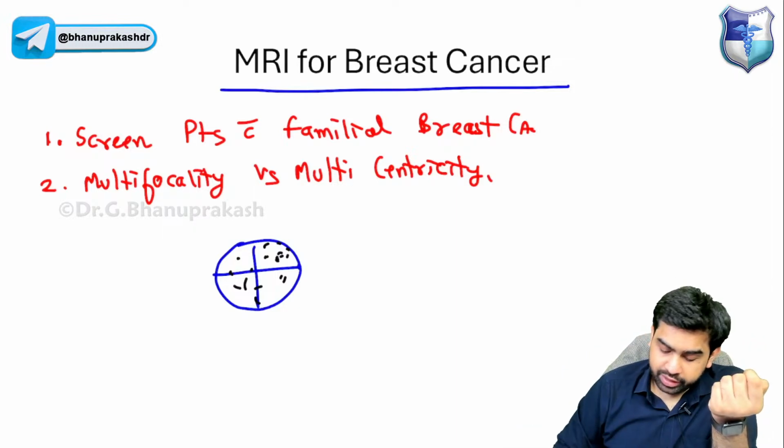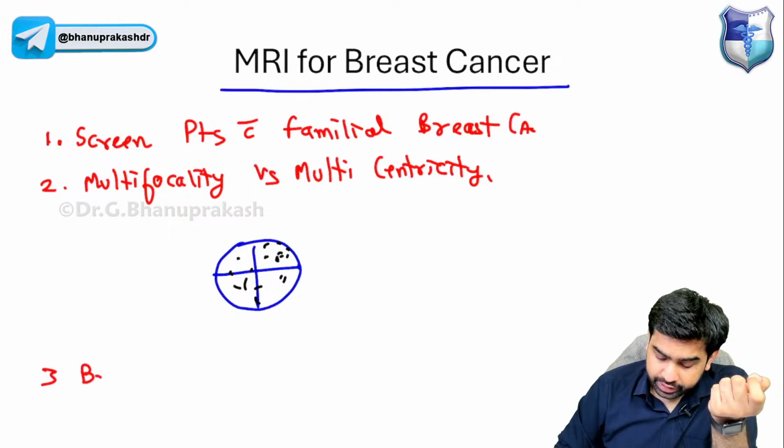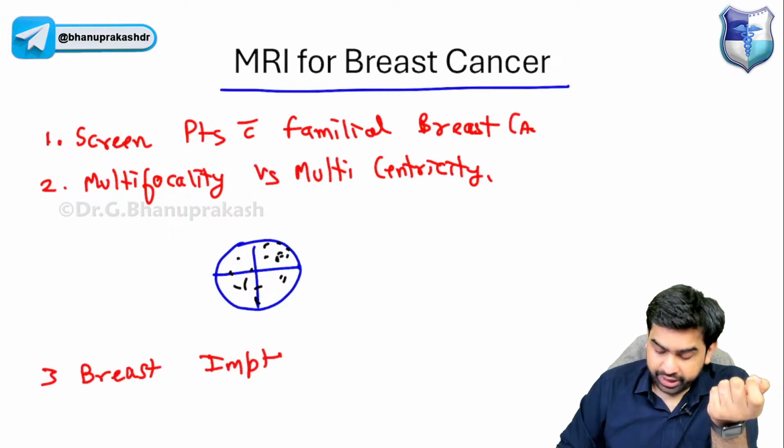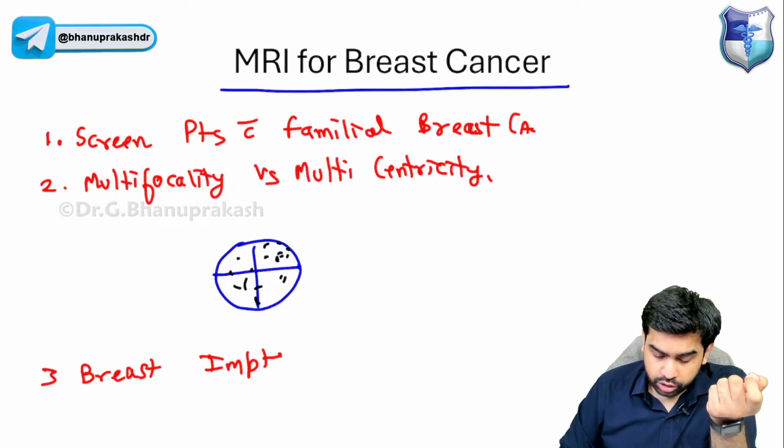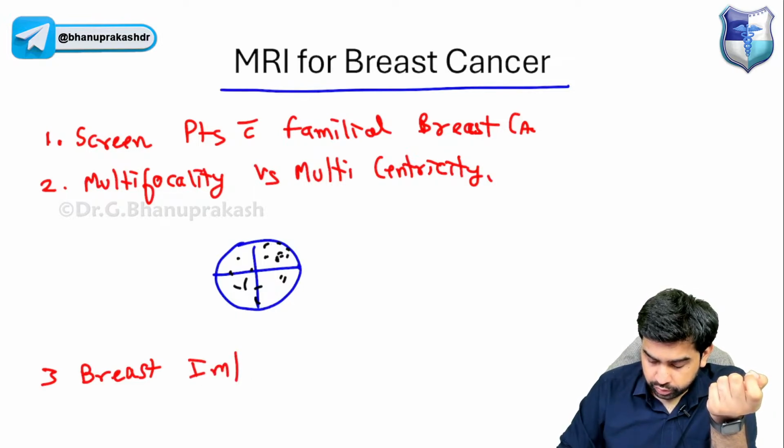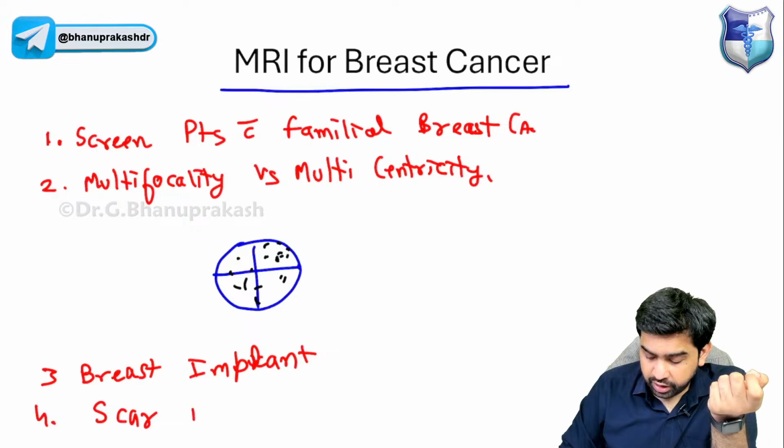Then let's assume that there is a patient with a breast implant. In the patients with the breast implant, what you basically perform is an MRI. Okay, then for scar recurrence.